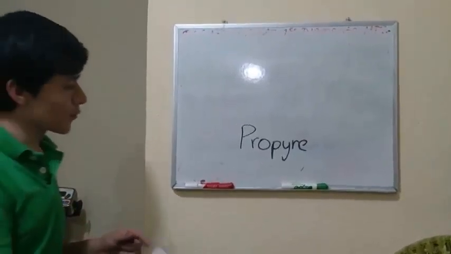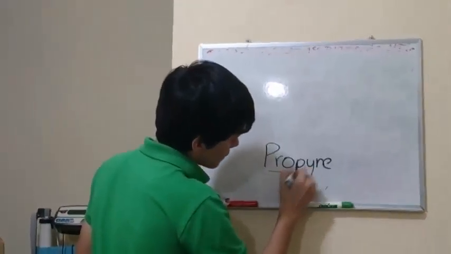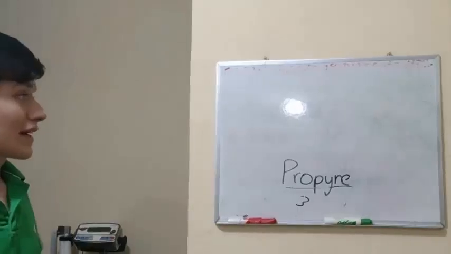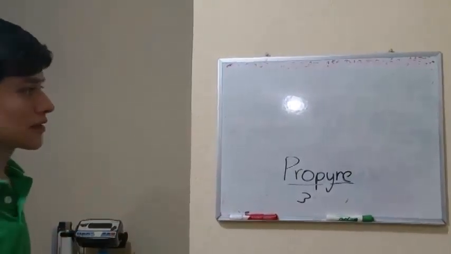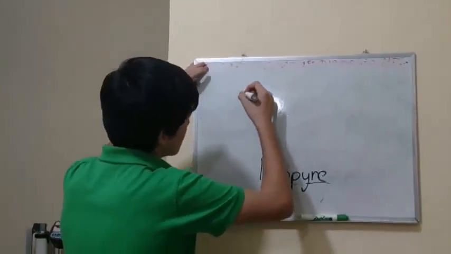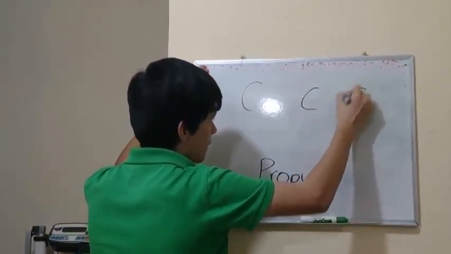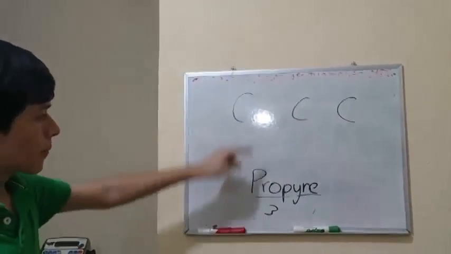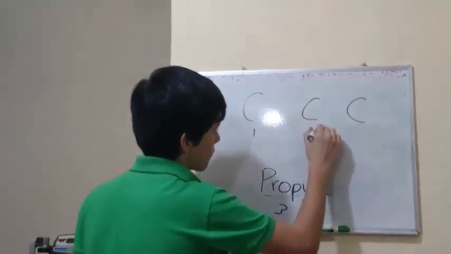In the second example, we have propyne. Prop is the prefix that stands for 3, while "yne", because we are talking about alkynes, means that we at least have a triple bond inside it. So let's start doing the structure. So we have 3 carbons here, and because we have the prop, which means 3, we have here 1, 2, 3.